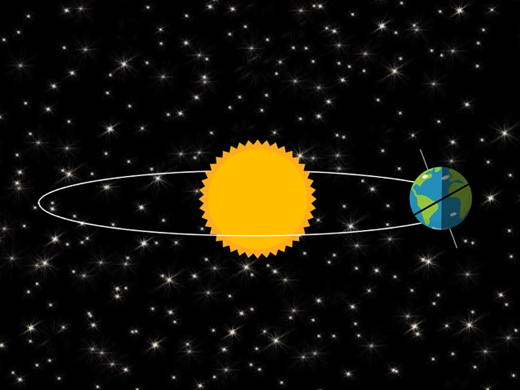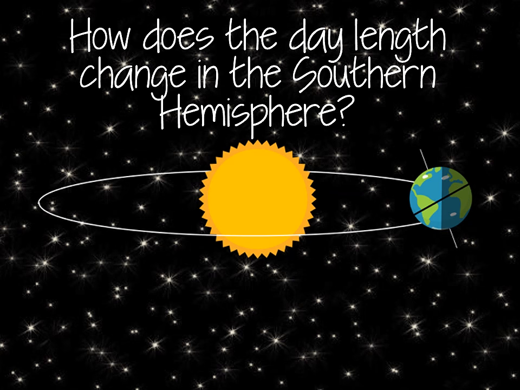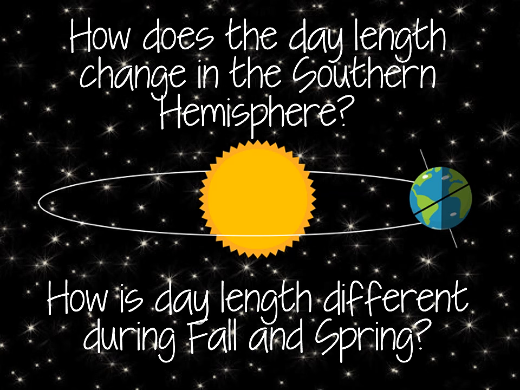Now that you know why the days in summertime are longer and the days in wintertime are shorter in the northern hemisphere, you could take this a step farther by researching the following questions. How does day length change in the southern hemisphere? Or, how is day length different during fall and spring?